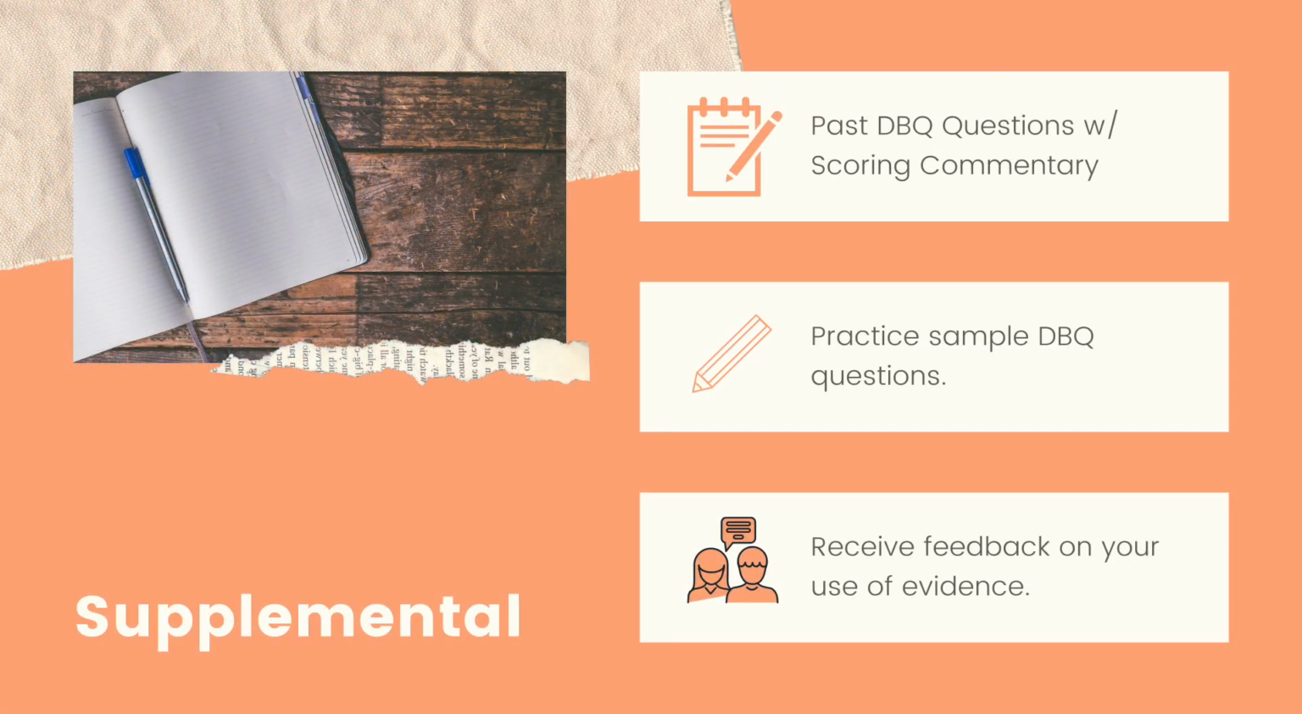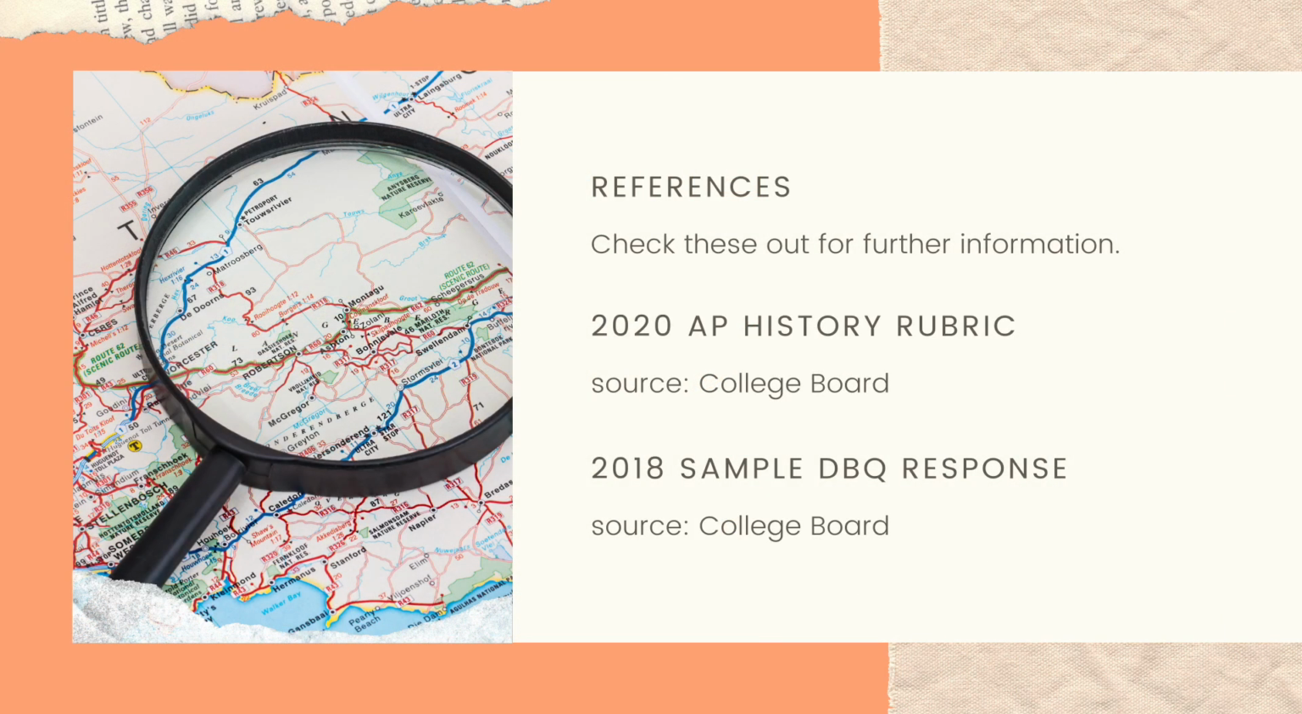Now here are some supplementals to use while practicing. Use some past DBQ questions with scoring commentary so you can read what people did right and what people did wrong. Practice your own sample DBQ questions so you can really get a hang of it in that time period too. And receive feedback on your use of evidence in those samples that you wrote. Show them to your teacher or peers so you can really get critique and graded on how well you use your evidence. Here are some references to check out for further information.